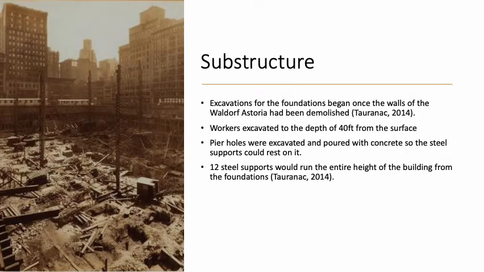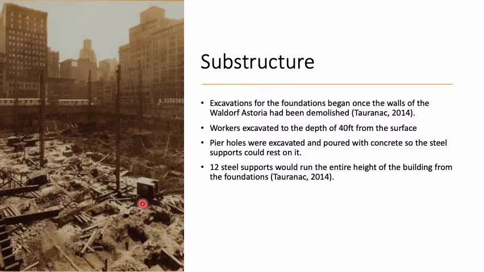The substructure. The excavations of the foundations began once the walls of the Waldorf Astoria had been demolished. Workers excavated to the depth of 40 feet from the surface, as can be seen in this image on the left. Pier holes were excavated and poured with concrete so the steel supports could rest on it.